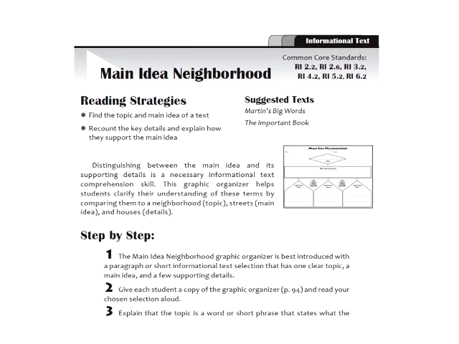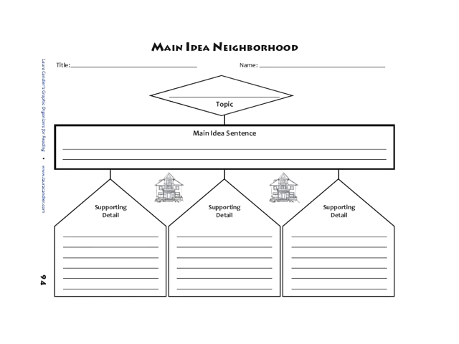If you notice at the top of the page, it has the Common Core standards for all the grades 2nd through 6th that would be dealing with main idea. It has suggested text for you. It has a little snapshot of the graphic organizer, and then it has a step-by-step lesson that you can use. And then if you go to the next page, you actually see the graphic organizer.